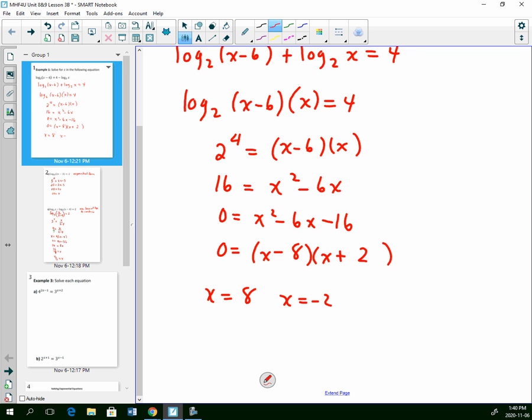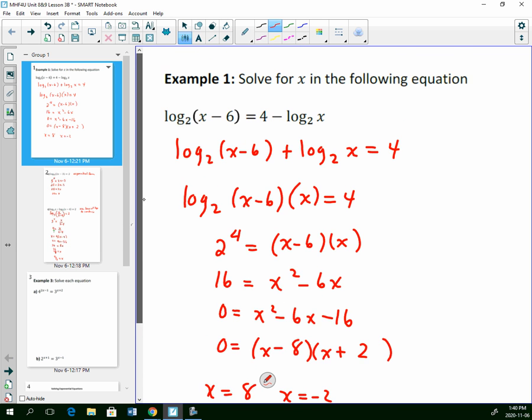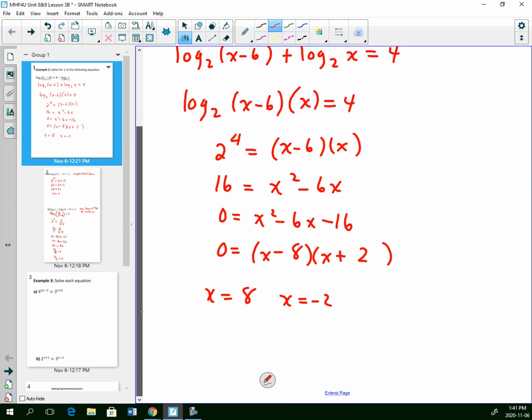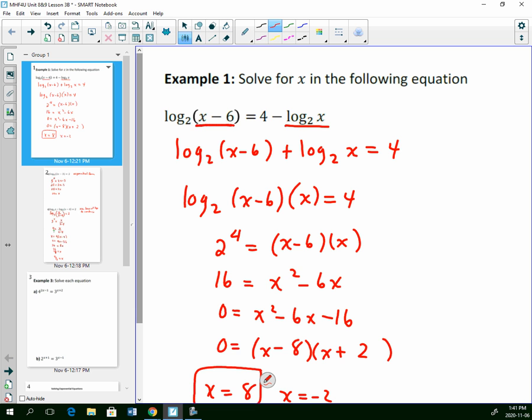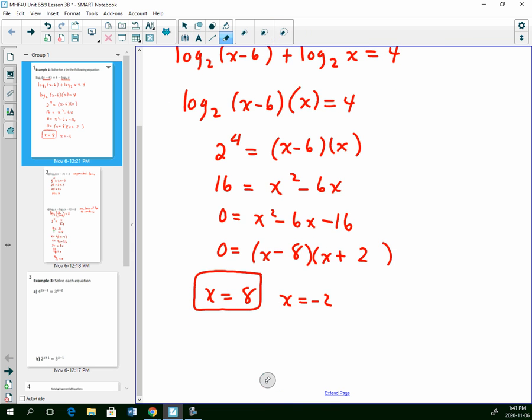And then we check for extraneous roots, which I forgot to do in the last 2 questions, so we'll go back. So extraneous roots, when we sub it back in, we need to have a positive argument. So if I put 8 in here, I get 8 minus 6 is 2. That's okay. If I put 8 in here, that is 8. So 8 is fine. If I put negative 2 in here, I get a negative result. So that is an extraneous root. So that is not a valid root.